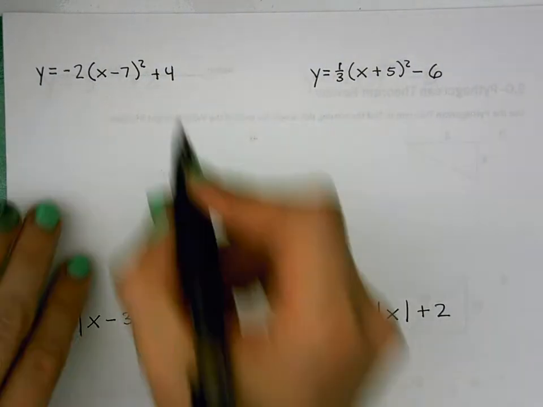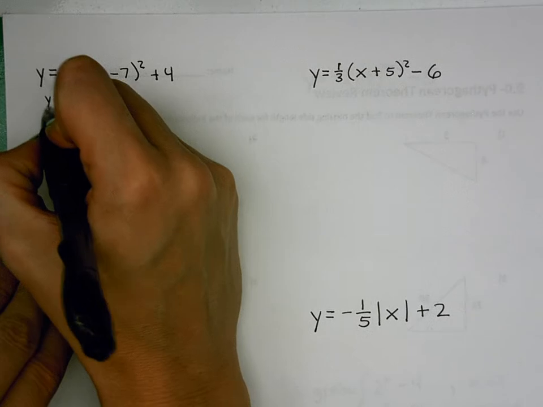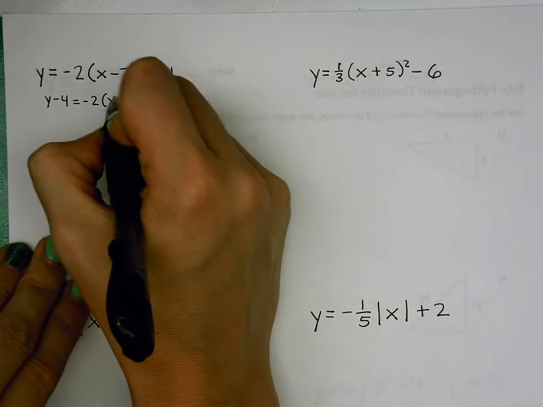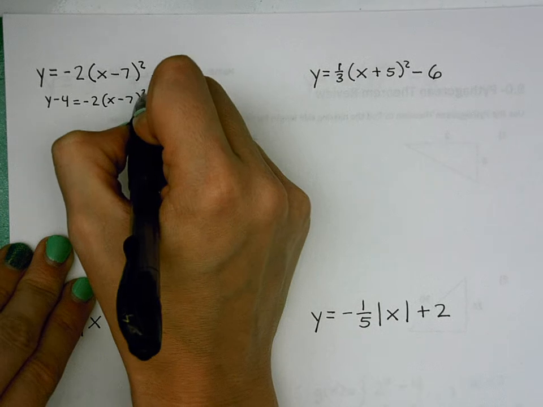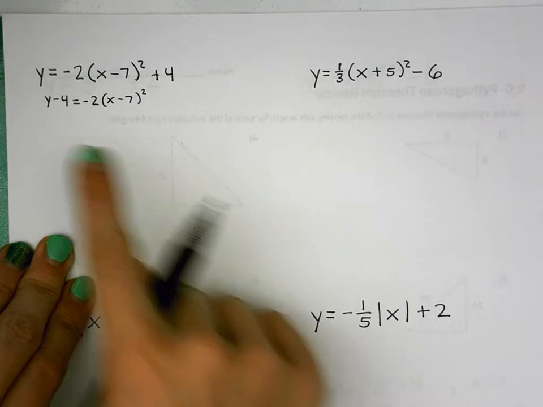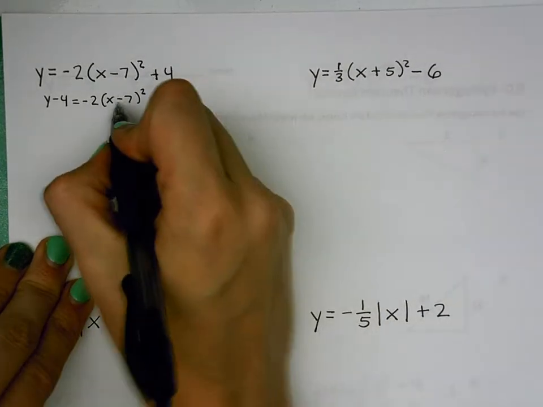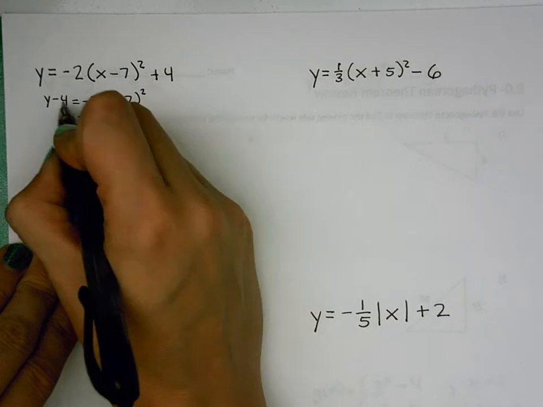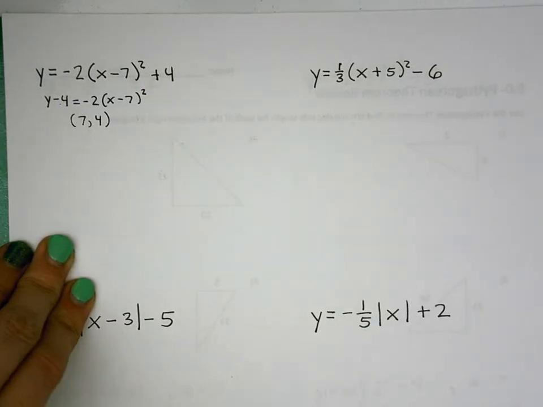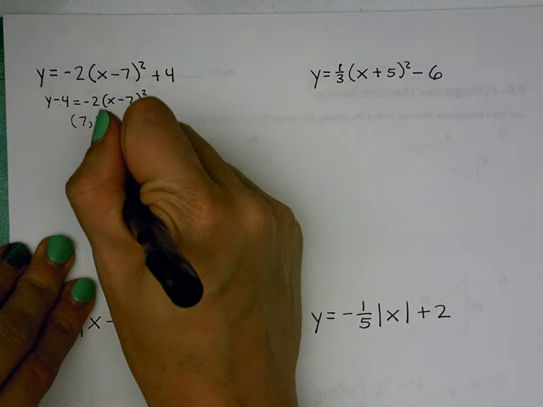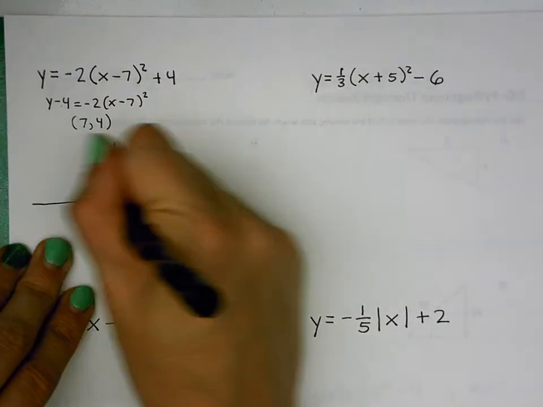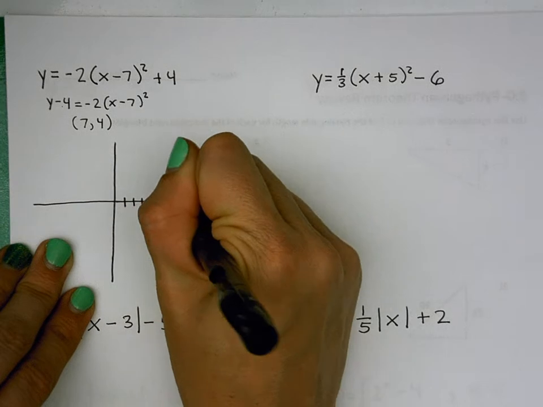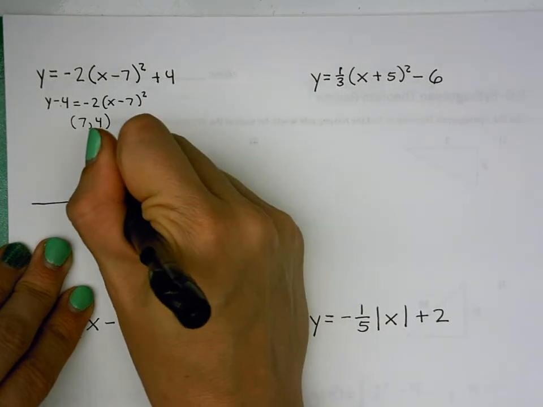Okay, so turning this into descriptive form, let's go ahead and subtract that 4 to the other side. We have y minus 4 equals negative 2 times the quantity of x minus 7 squared. Okay, my initial point, my vertex is going to be at x equals 7, y equals 4. So positive 7 and positive 4. So let's go ahead and graph that. Positive 7 and positive 4.